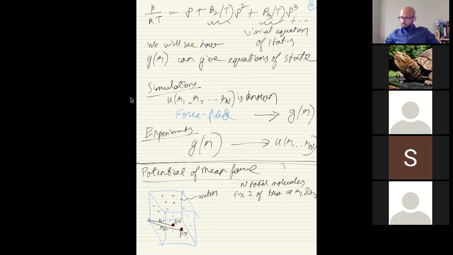Then I ask you the question, given the full interaction energy of the system, if I want to calculate the force that molecule 1 experiences due to molecule 2, how will I write down that force? So this will be minus dU of the full N-particle potential energy divided by dr1, right? So this is the force experienced by molecule 1.